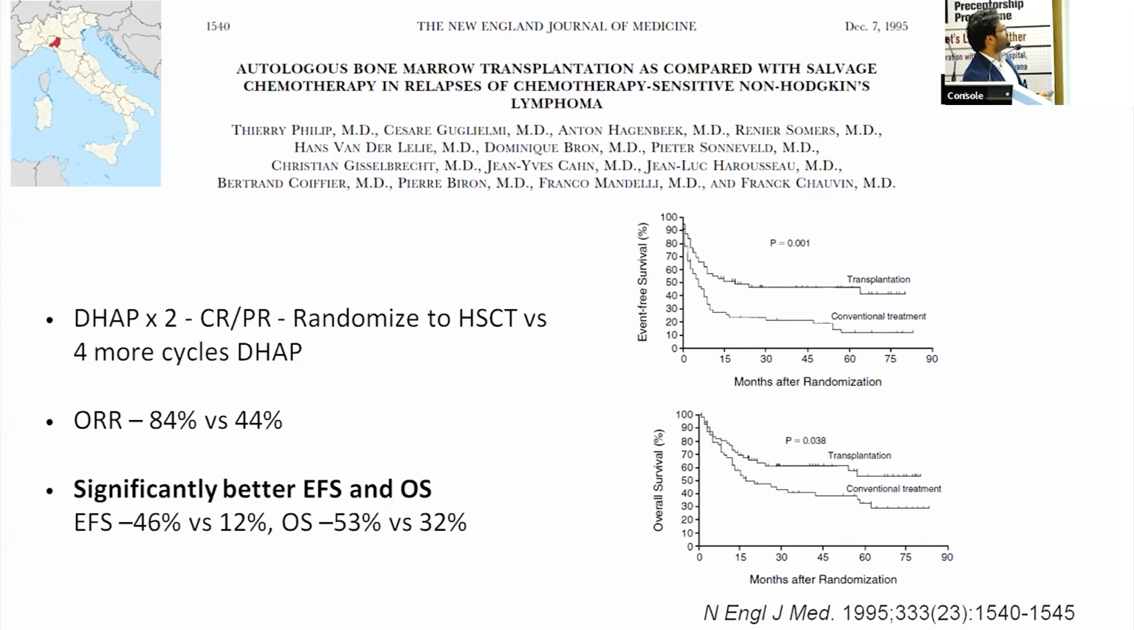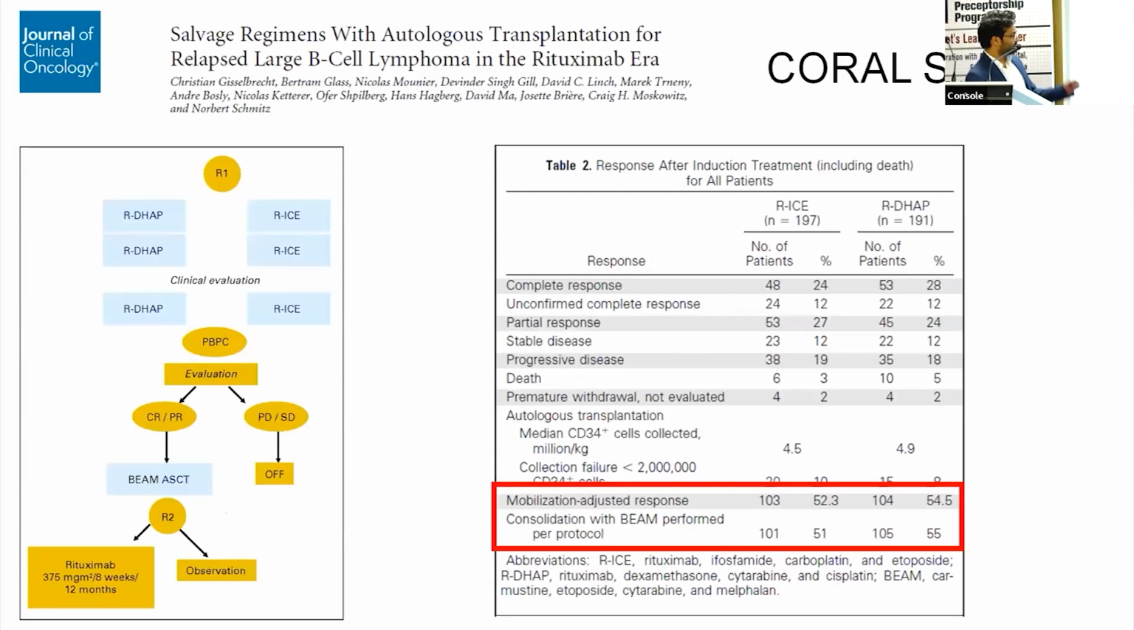Okay, so the PARMA study. This is the result. Response rate 84%, with significantly improved EFS as well as overall survival. Now you can see the overall survival. This was in the 1990s, and this is the second study, the CORAL study, right? As I was alluding, transplant was common. We were just looking at whether R-DHAP is better or R-ICE is better. So it's a randomized study.